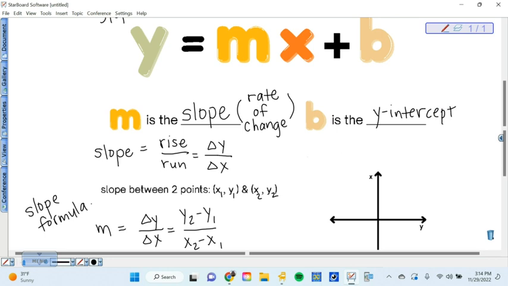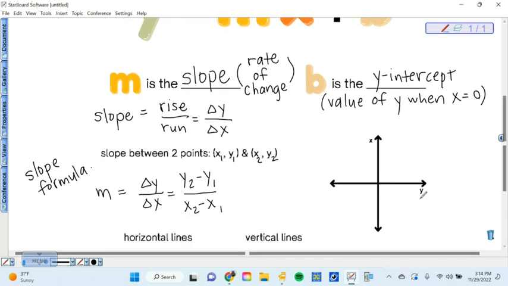Y-intercept is just the value of y when x equals what? Yeah, 0. Value of y when x equals 0. We'll draw a little picture of it, but first, I fixed it on your papers, but what's wrong with my coordinate plane there? Yeah, they messed up the y and the x. I didn't notice it until I printed it off.